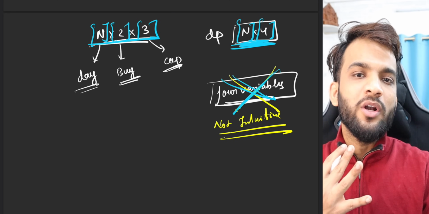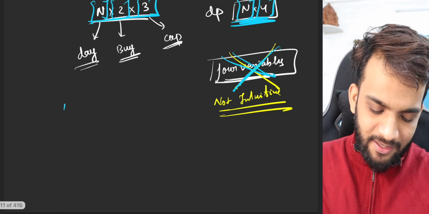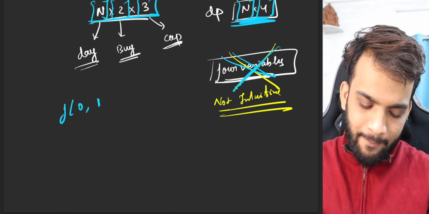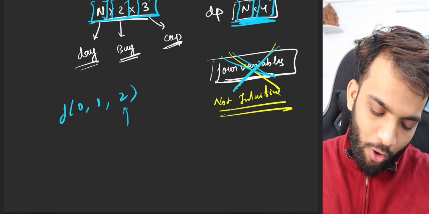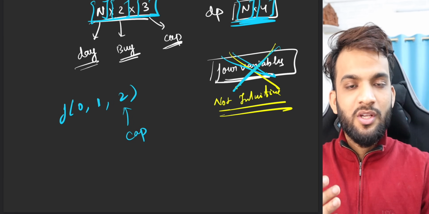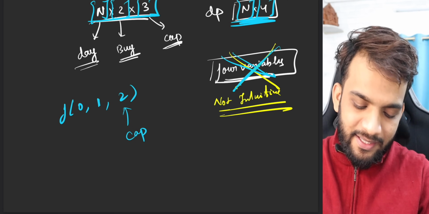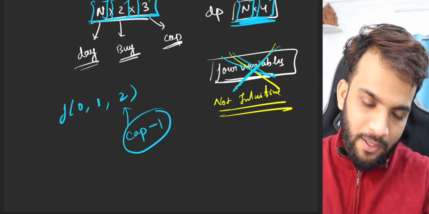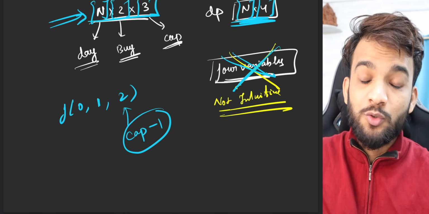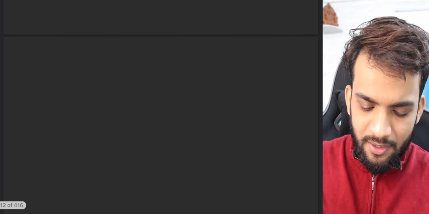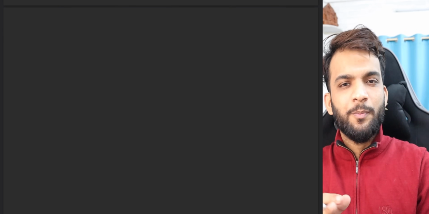Now, as of now, what did we do? We stated, let's start at day 0, give him a permission of buy, and have a maximum cap of 2 transactions. And then keep on doing buy, sell, and whenever the sell is happening, do a cap minus 1. That's what we have done in this particular solution.